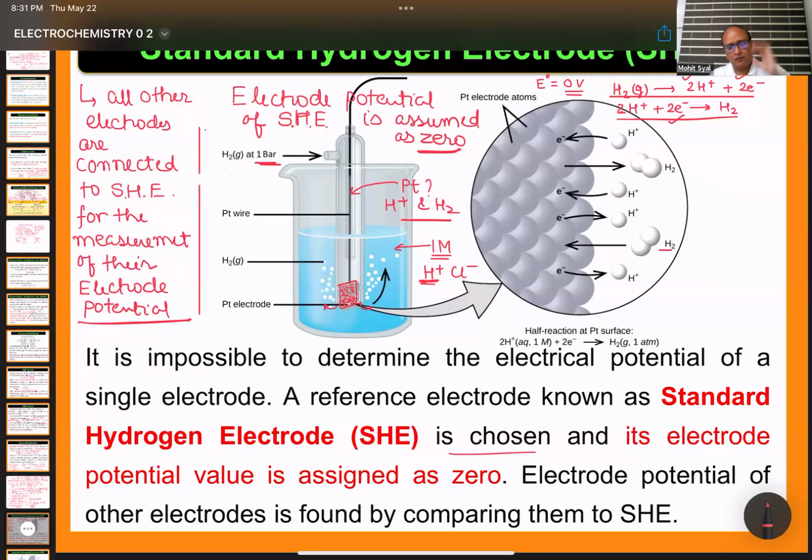So all the other electrodes are connected one by one to the standard hydrogen electrode, and because the standard hydrogen electrode itself is 0, by taking the difference, it can tell us what is the electrode potential of the other electrode.